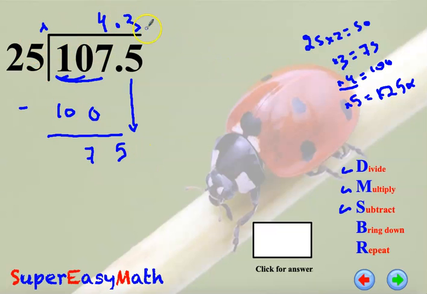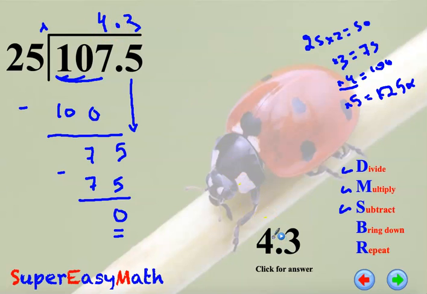Multiply 25 times 3 equal to 75. Subtract 75 minus 75 equal to 0. Now the remainder is equal to 0, and we have no more digits to bring down, then the division is over. So 107.5 divided by 25 equal to 4.3.